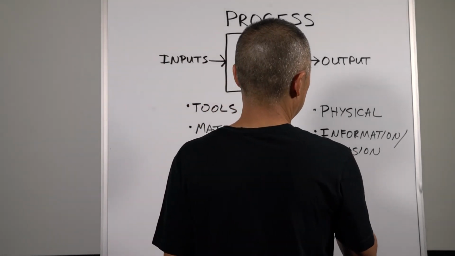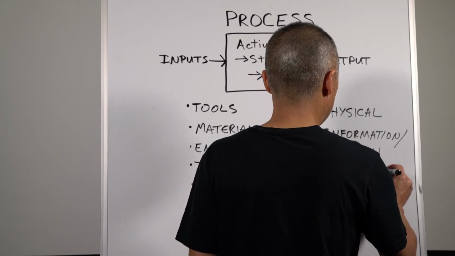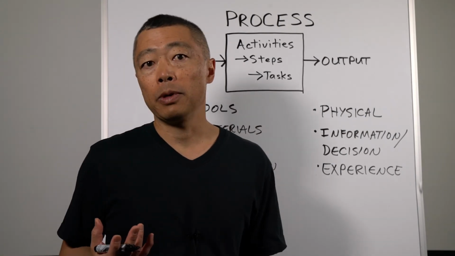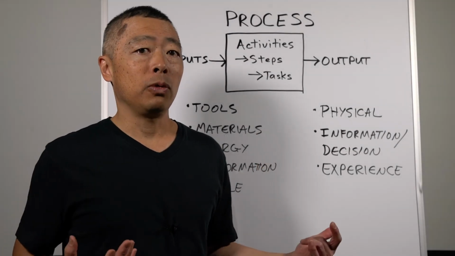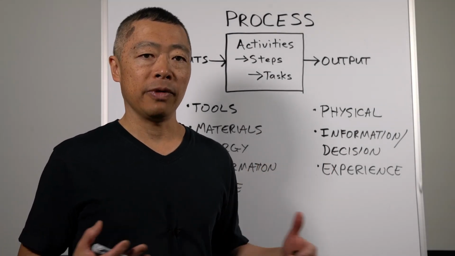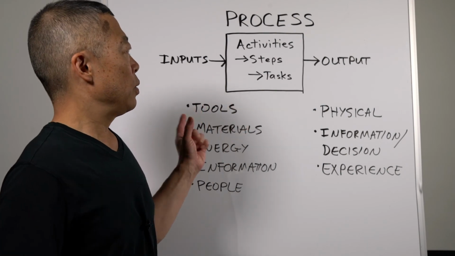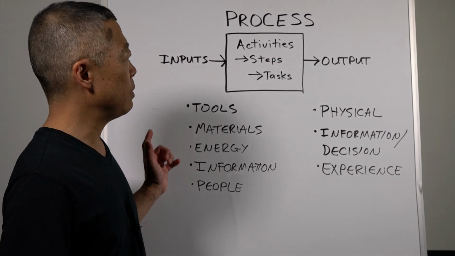And the third type is an experience. And by experience, I mean that the output of the process needs to be experienced by the customer. So an example might be, say we have a process which is the check-in procedure at a hotel. So an output would be the customer's experience of the quality of that in terms of, did it feel long? Did it feel friendly and welcoming, and so forth. So this is a definition of process in terms of inputs and its transformation into an output.